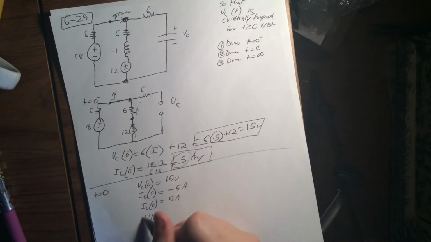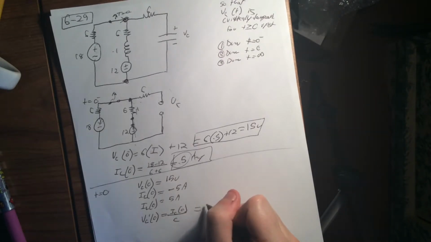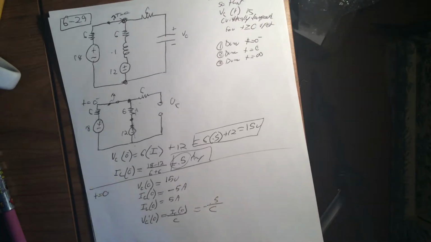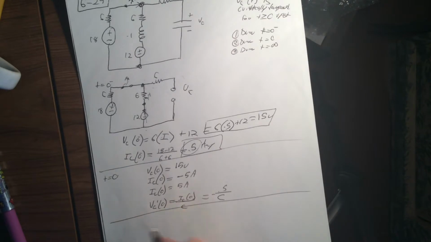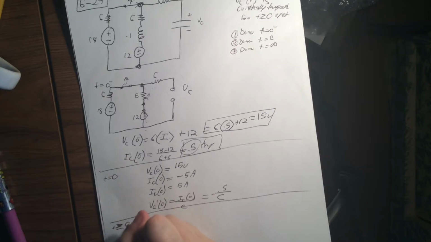Prime, so as we're changing, we're going to have VC prime of 0 equals IC of 0 divided by our capacitance, which equals minus 0.5 divided by C. Okay, that's not too bad either. So now let's do it at t greater than or equal to 0.